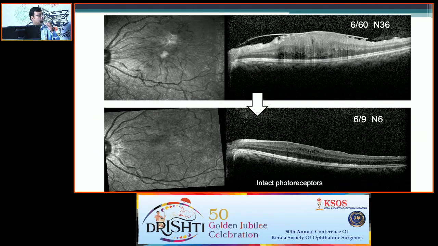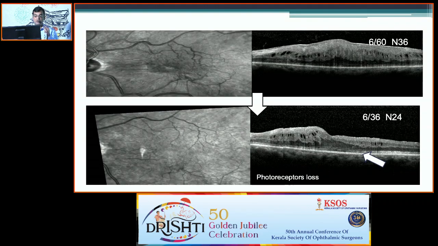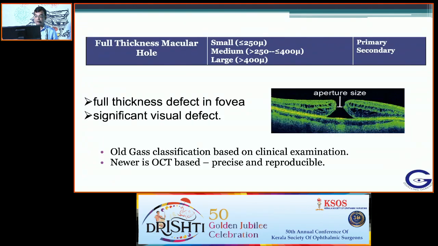This is a pre-op and post-op OCT. You can see the first image has significant thickening in stage 4. Post-operatively, it has improved to 6.9 because outer photoreceptor layer were intact. But if they are not intact, patient will not have very significant improvement in vision, even though surgical success is there. You can see photoreceptor loss here.